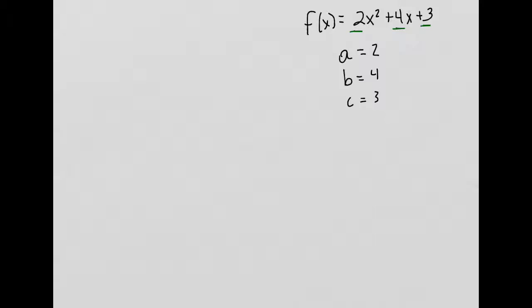Okay, so let's go ahead and do a couple of things here. Let's find the vertex. If I find the vertex, I'm going to use the formula x equals negative b over 2a. In this particular function, b is 4 and a is 2. So let's replace these values. x equals negative 4 over 2 times 2, and that ends up making it equal to negative 1, right?